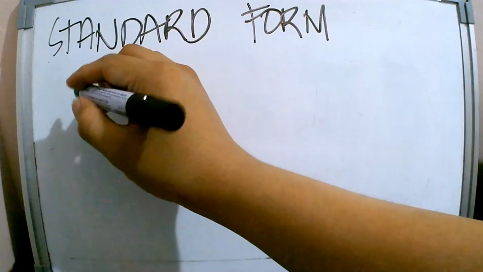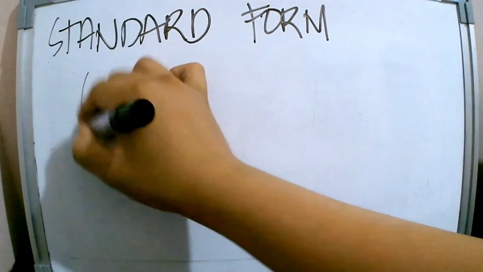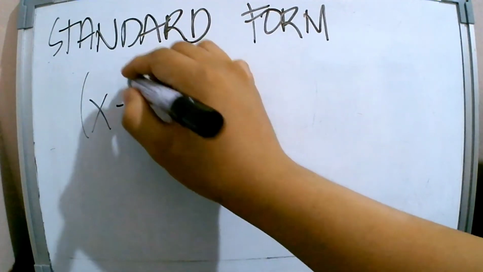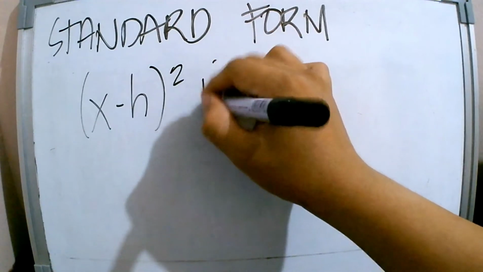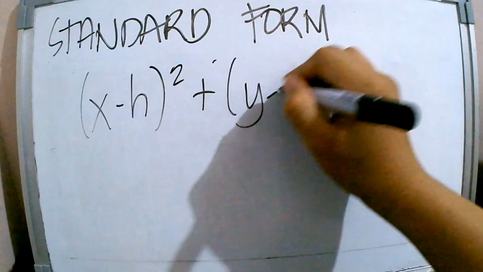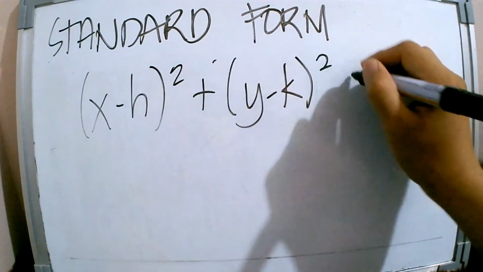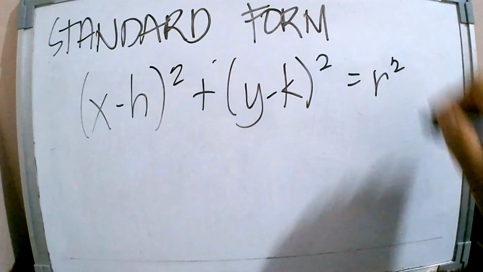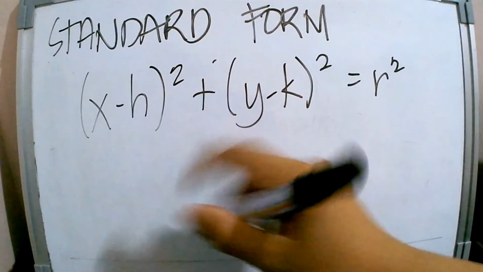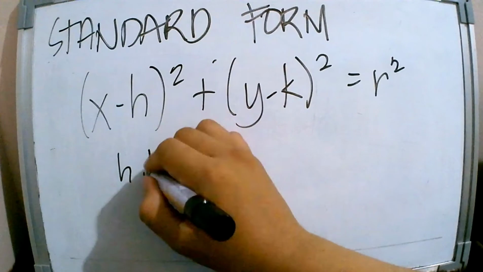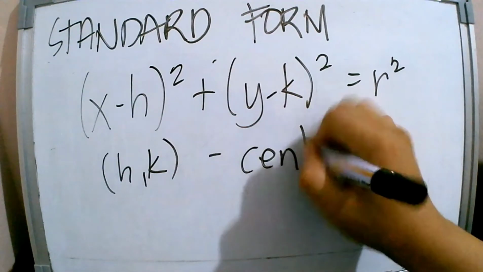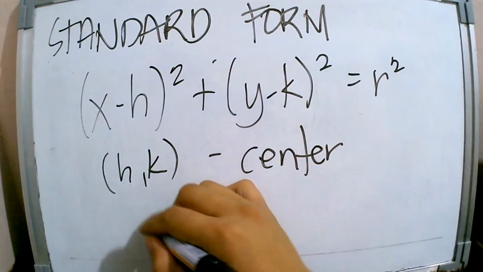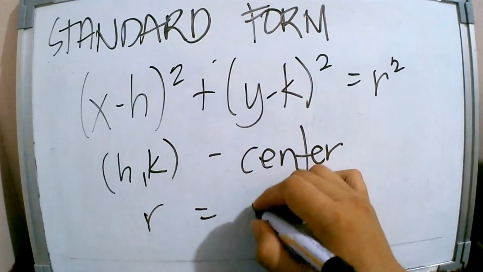So I will write the equation. The standard form should be like this: the quantity x minus h squared plus the quantity y minus k squared is equal to r squared, where h and k are the coordinates of our center, and r is the radius.